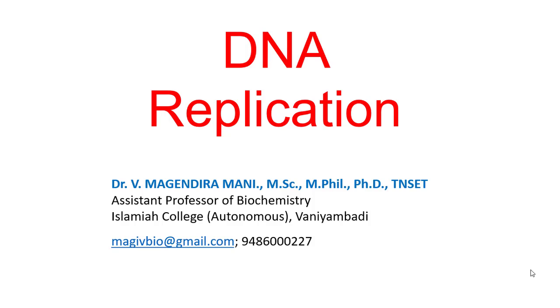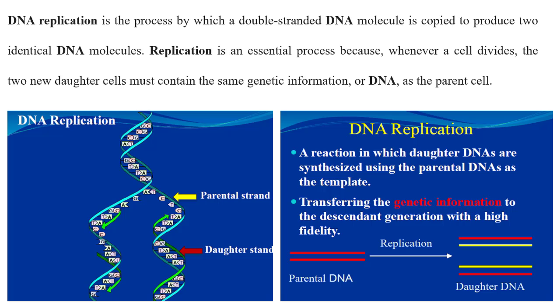My topic is DNA replication. DNA replication is a process by which a double-stranded DNA molecule is copied to produce two identical DNA molecules. That means during DNA replication, DNA, commonly in the form of double-stranded DNA, is anti-parallel. One strand is in the 3' to 5' direction, another is in the 5' to 3' direction.